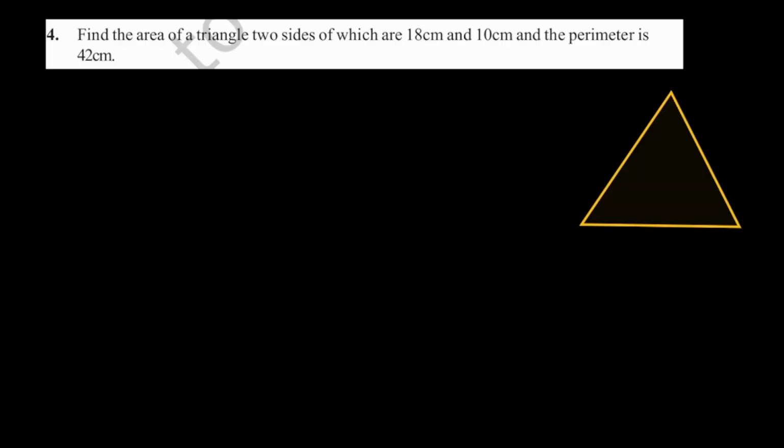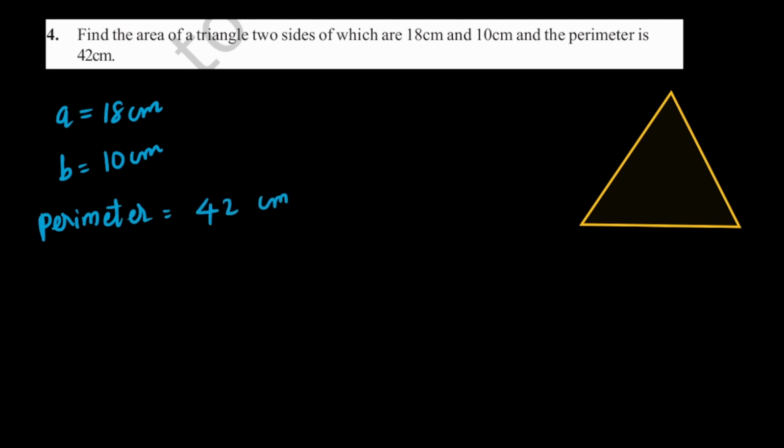Now in this question they have asked us to find the area of a triangle. Two sides are 18 centimeter and 10 centimeter and the perimeter is given as 42 centimeter. So two sides are given. Let us write A equals 18 centimeter and B equals 10 centimeter, and they have given the perimeter as 42 centimeter. And you know that the formula for perimeter is A plus B plus C.